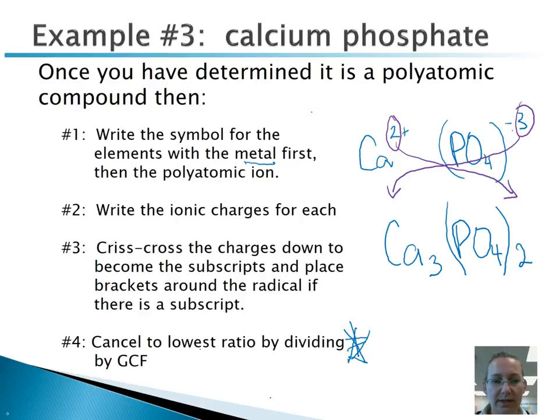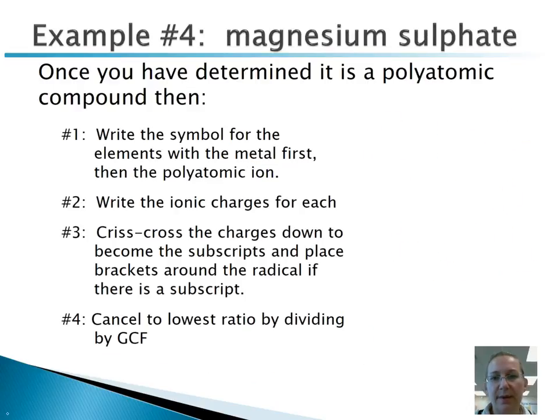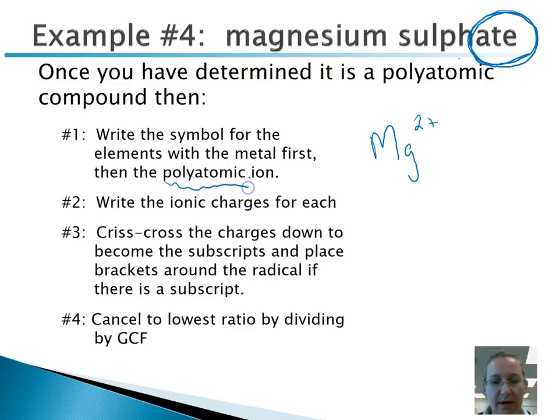Okay, let's do one more example. Here's magnesium sulfate. So again, determine it's a polyatomic compound, and the way that we do that is looking for that ending that isn't "ide," and as long as it's not hydroxide. We're going to write our symbol. So magnesium, 2+. Sulfate, because it is a polyatomic ion, we're going to need to look at that chart that we just wrote down. SO4 has a -2 charge.